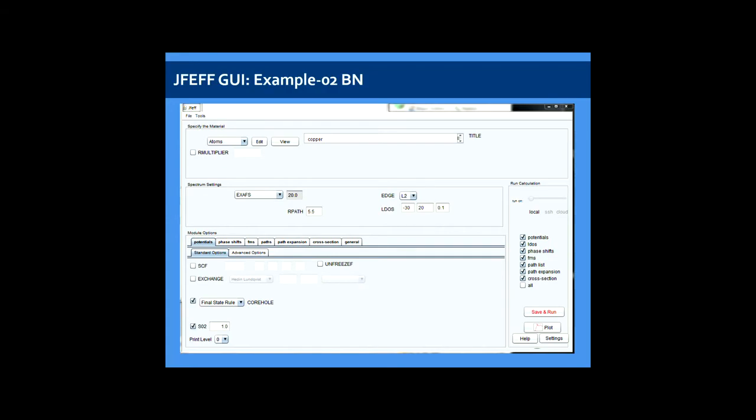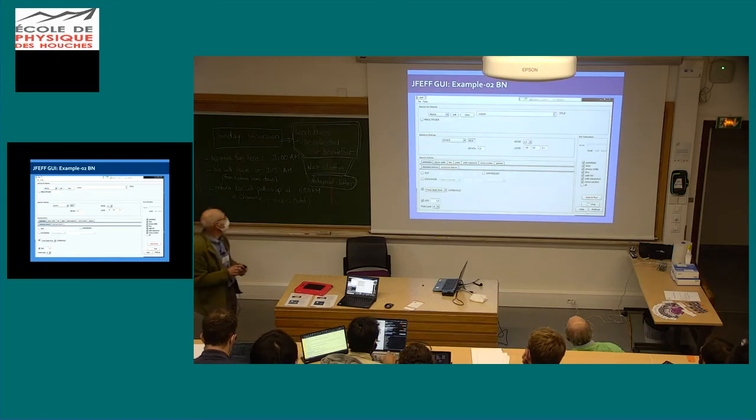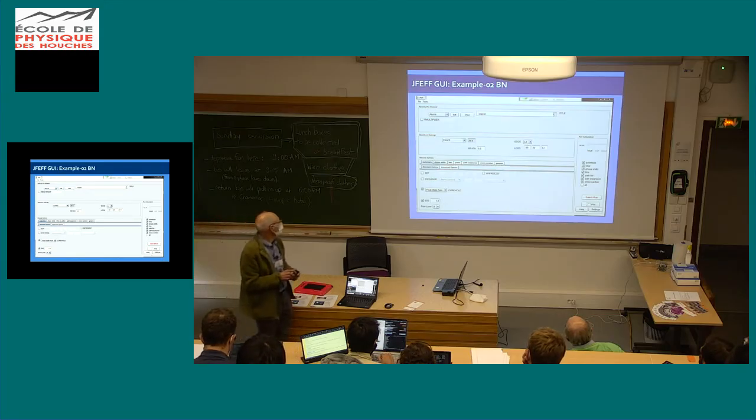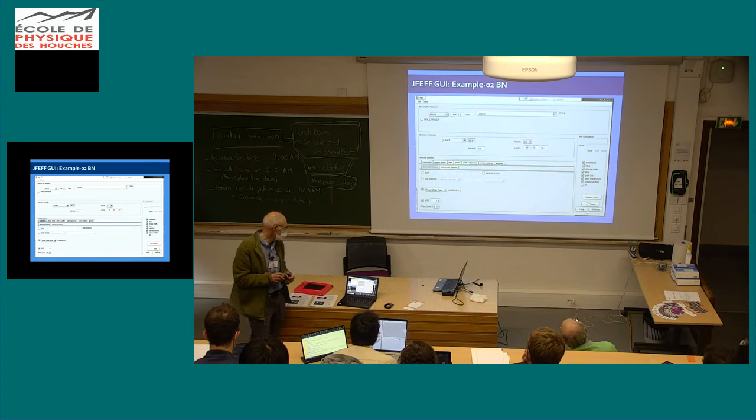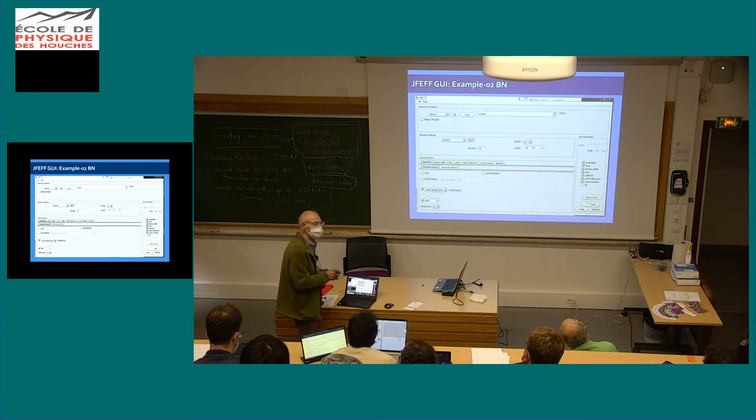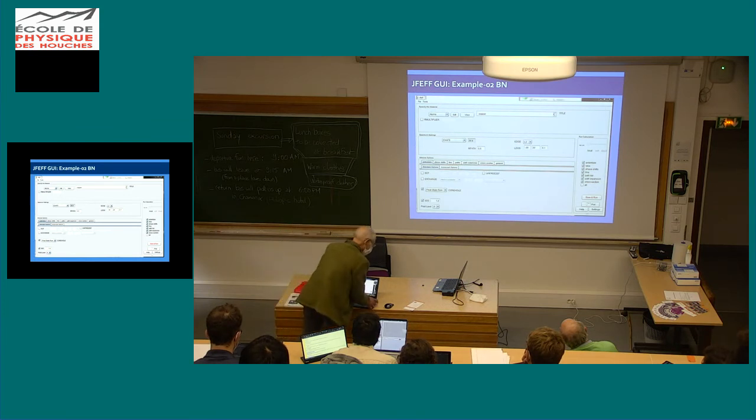Okay, we're back to JFEFF example 2, which is boron nitride, although it says copper here, I don't know why. It's supposed to say boron nitride. I don't know if you want to take the time to do this, because it takes a little longer, but I suppose we could. You can always kill it if it takes too long and you don't want to wait around. So shall we do it, just for the heck of it?